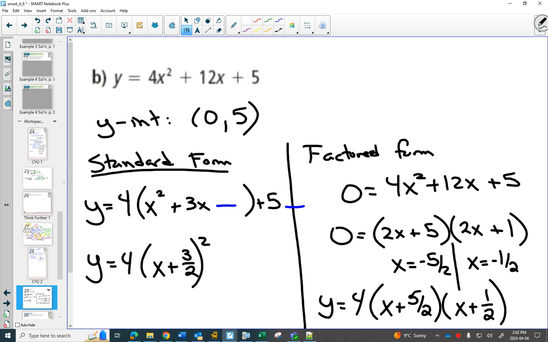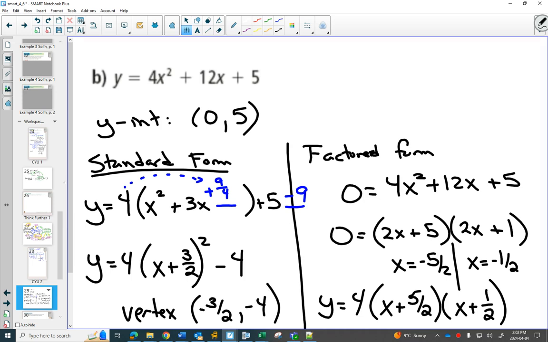This is getting pretty good. I'm pretty good at dividing that by 2. And then realizing that if this is 3 over 2, I would have to add 9 over 4. And if I've added 9 over 4 there, what have I actually done? I've actually added 9. So the opposite of adding 9 would be to subtract 9. And my vertex is at (-3/2, -4). So here I would still say I think I like the standard form better.